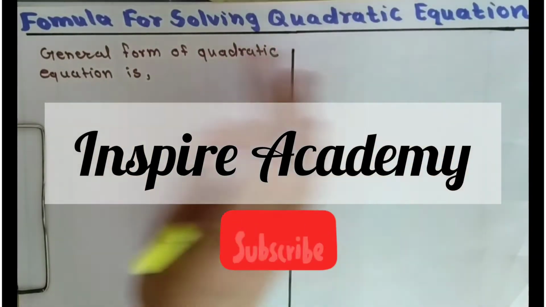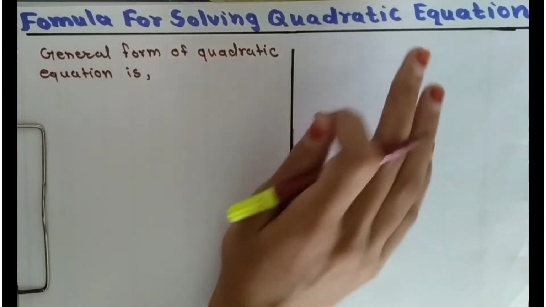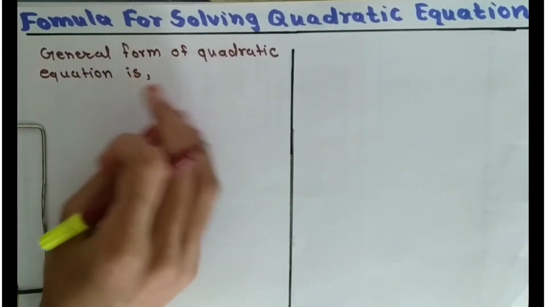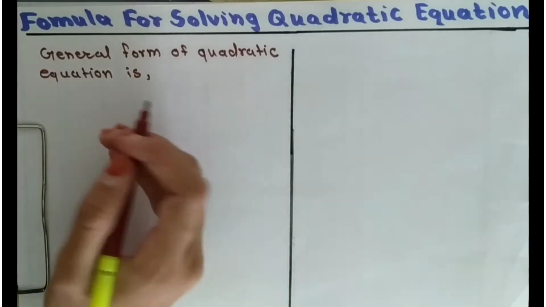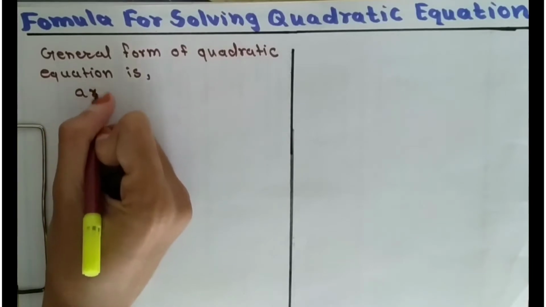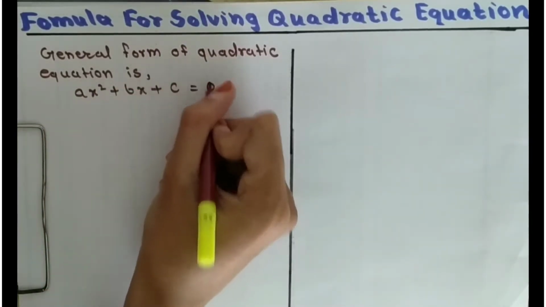Formula for solving quadratic equation. So there is one formula for solving quadratic equation, and let us first look at how that formula comes. We all know the general form of a quadratic equation. So what is the general form? ax square plus bx plus c is equal to 0.